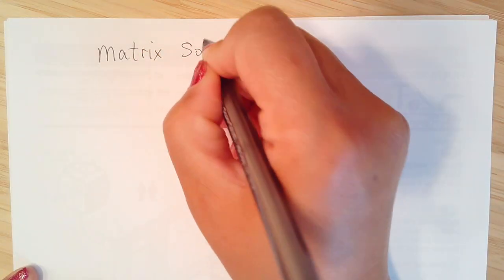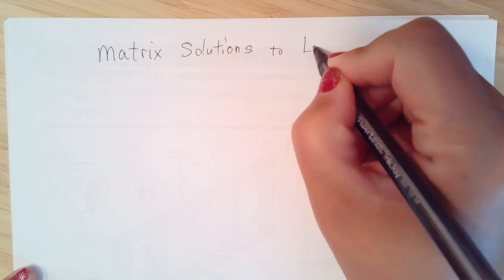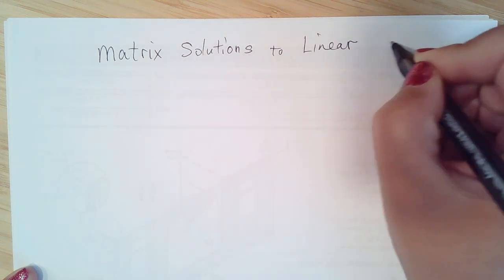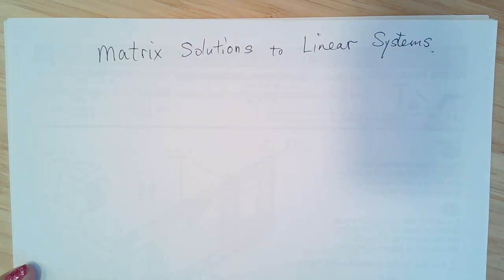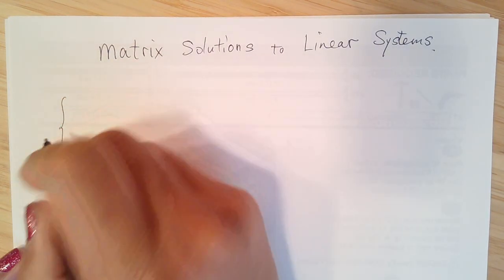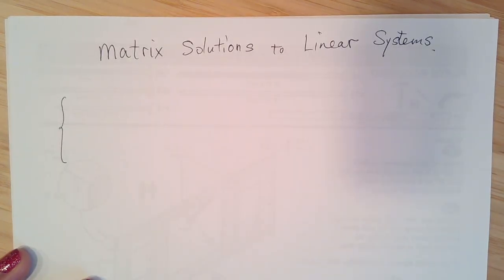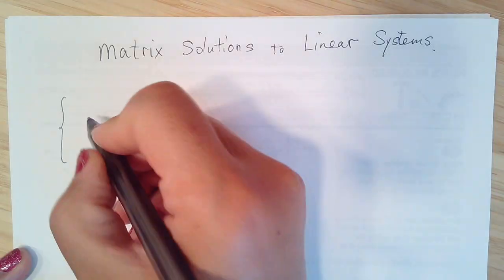So, matrix solutions to linear systems. All right. Now I give you one example. I use this example to tell you what I mean. So if you want to solve a linear equation or system of linear equations, or linear system, it's the same thing.